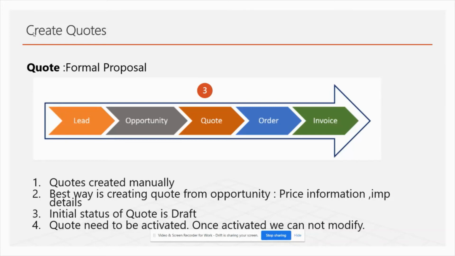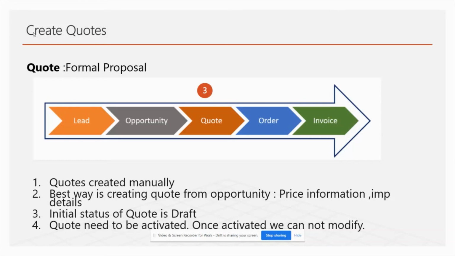A quote is nothing but a formal proposal which contains all the information about the product, some clauses, the discount, or the dispatch date. All the details we can add in the quote. There are different ways to create a quote. First, we can create quotes manually also, but the best way is that we can create the quotes from the opportunity.